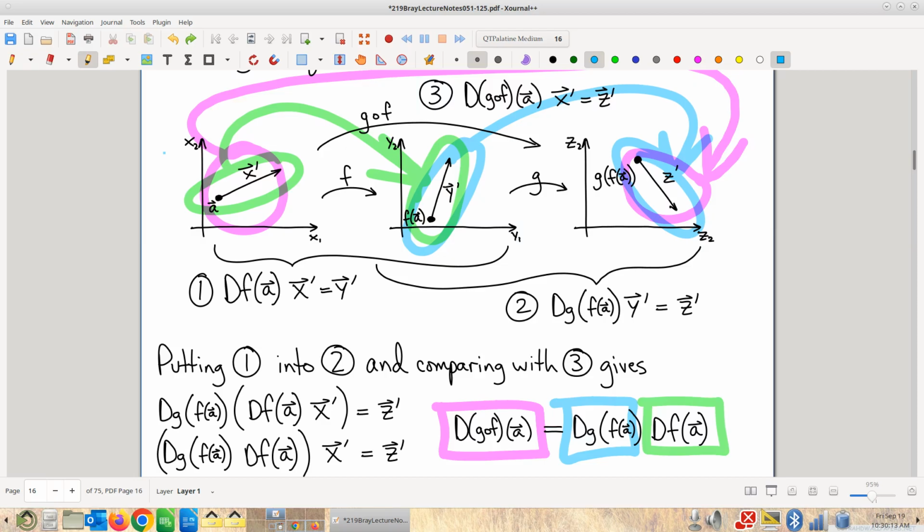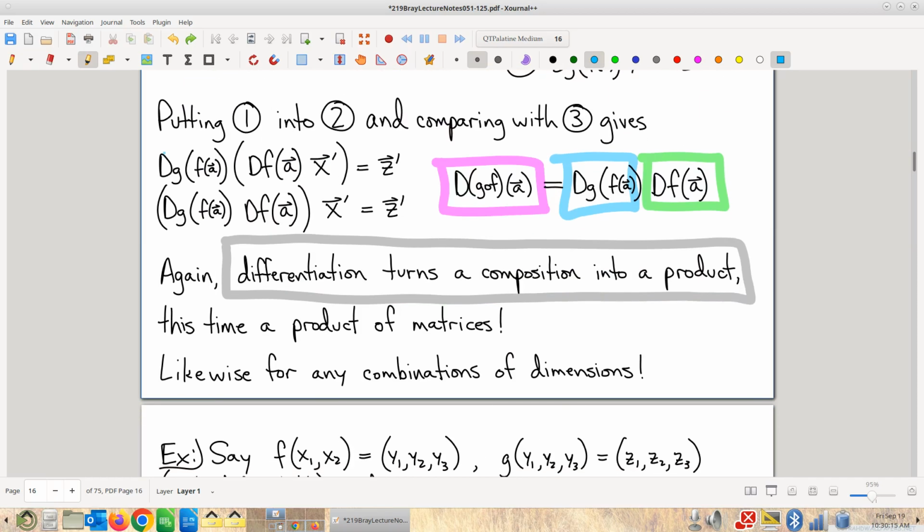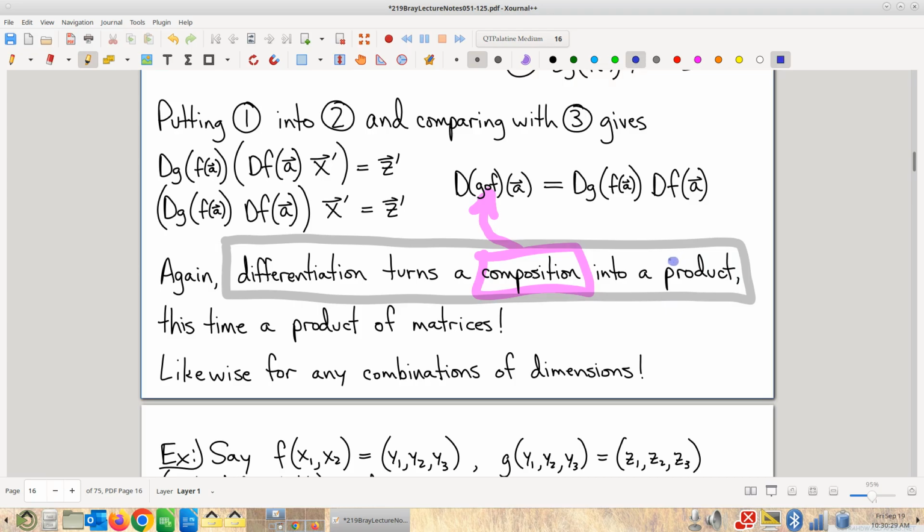Okay. And we get the same nice little punchline here that differentiation turns compositions. You can explicitly see from how I've written this, we're looking at the derivative of the composition. Taking a derivative turns that into a product, a matrix product here of individual derivative matrices.